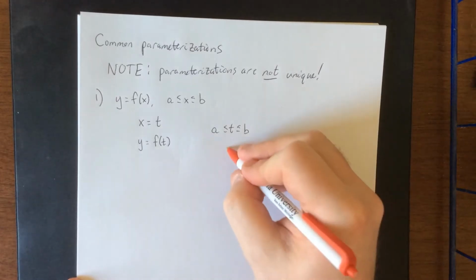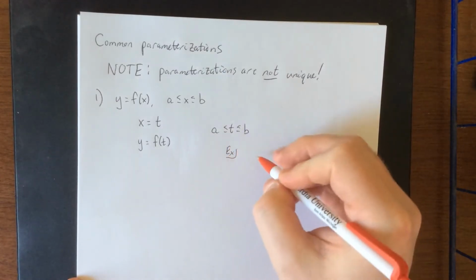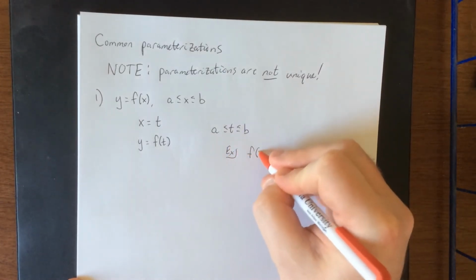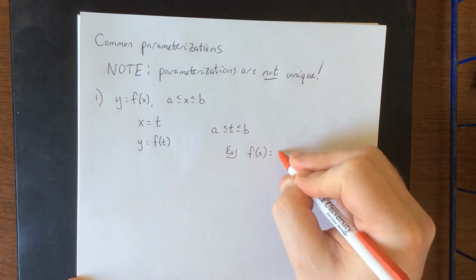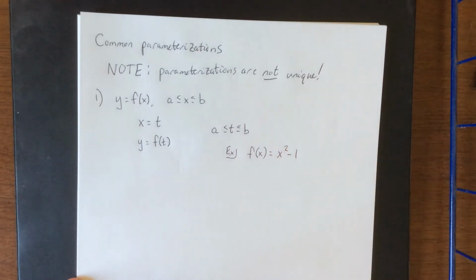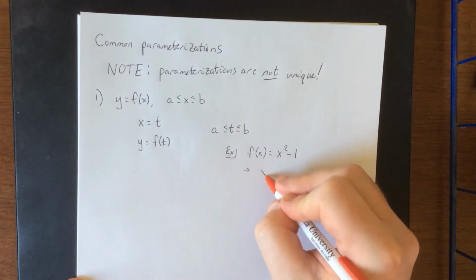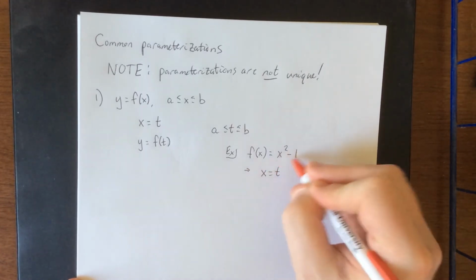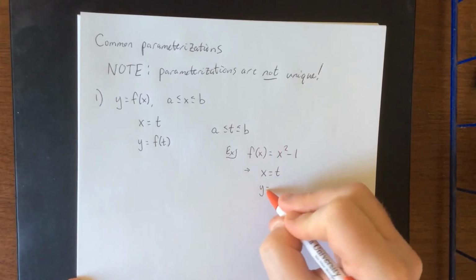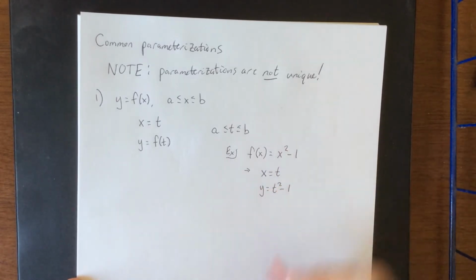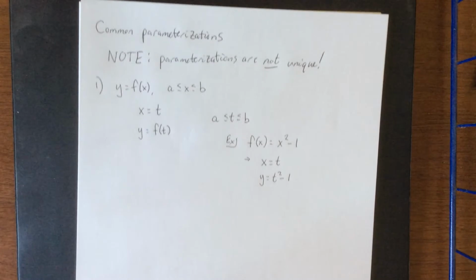So as an example of this kind of thing, suppose that we have f of x is equal to x squared minus 1. Then a really common parameterization would be x is equal to t. And if we plug in x is equal to t, then we'll get y is equal to t squared minus 1. Is this the only way to parameterize it? Not necessarily, but it is a way to parameterize it.